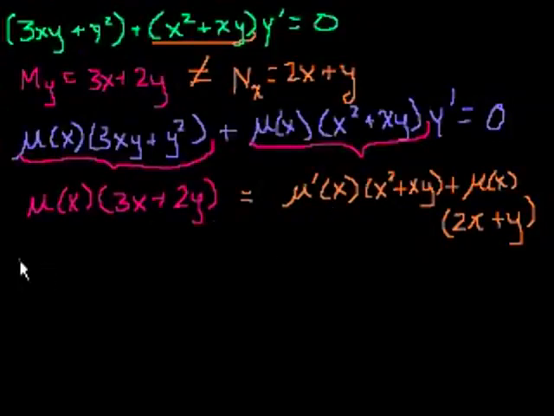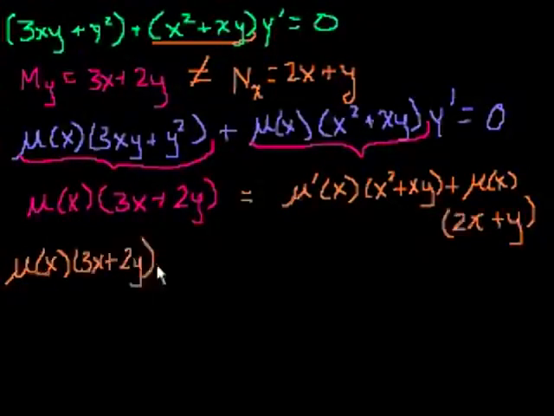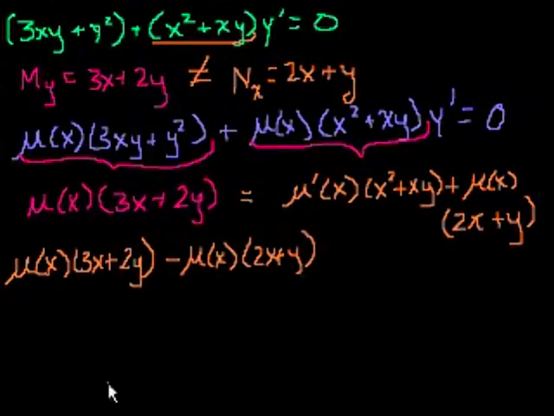So on this side, we have mu of x times 3x plus 2y. And let's subtract this expression from both sides. So it's minus mu of x times 2x plus y. And you'll see a lot of these differential equation problems get kind of hairy. They're really just a lot of algebra. And that equals, what do we have left? I'll write it in yellow. That equals, I think I'm going to run out of space, so I'm going to do it a little bit lower. That equals just this term right here.